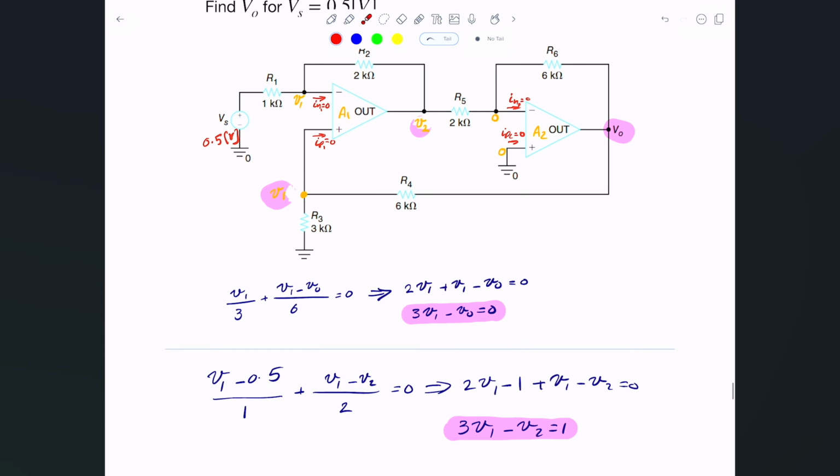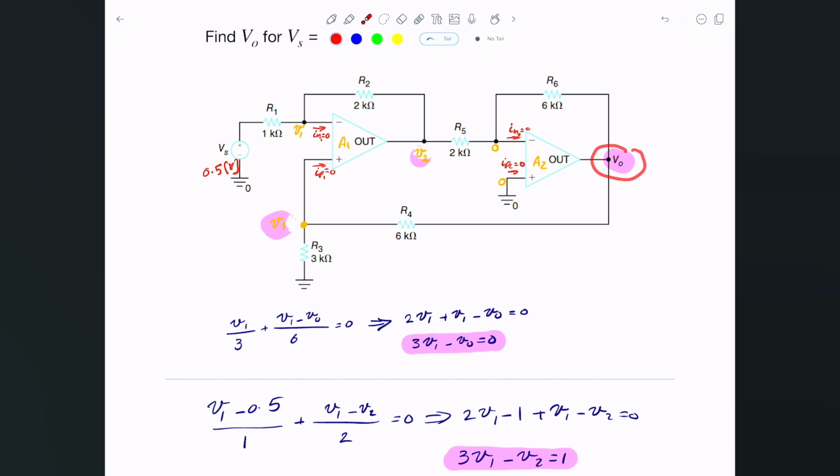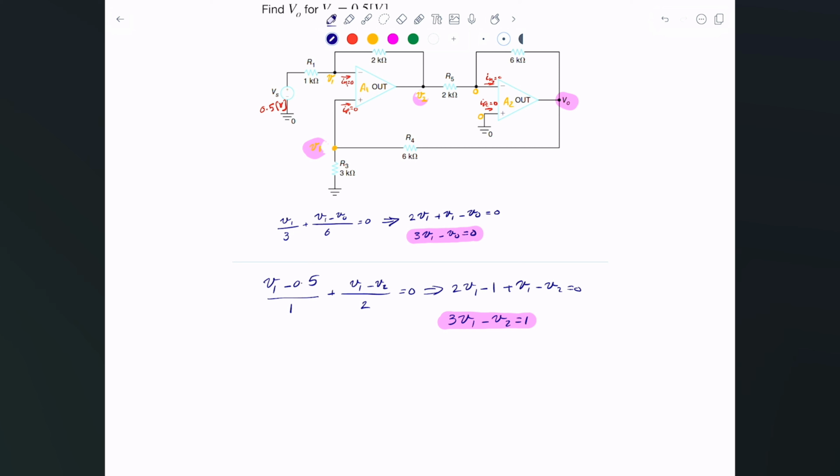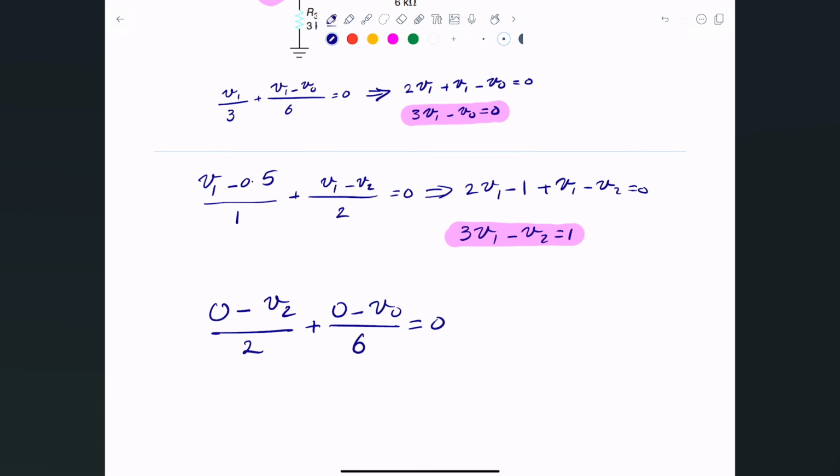Alright, so I need a third equation, and again, it's not a good idea to write it in here. In order for me to get this node, I have to either write it in here, which I already did, or maybe here. So I'll write a nodal analysis equation right at the inverting input of A2. That will give me 0 minus V2, which is convenient because this point also incorporates V2 that I'm looking for, divided by the 2 kilo ohm, plus V2 minus V0 divided by the 6 kilo ohms, and that equals 0. Alright, so we'll do a little bit of algebra here.